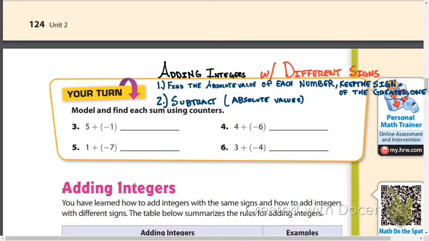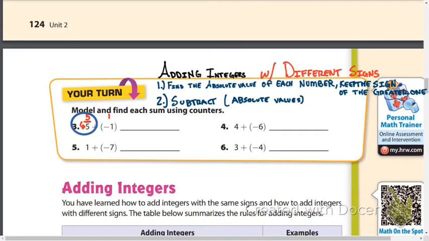My first step is to find the absolute value of each number. In this case, the absolute value of positive 5 is 5. The absolute value of negative 1 is 1. Now that I have the absolute value of each number, I want to go back and see which number was bigger. In this case, the absolute value of 5 was bigger. So I'm going to go back to this number, and look at my number. Well, this number was positive. So that means my answer is going to be positive, because I'm always going to keep the sign of the bigger number.